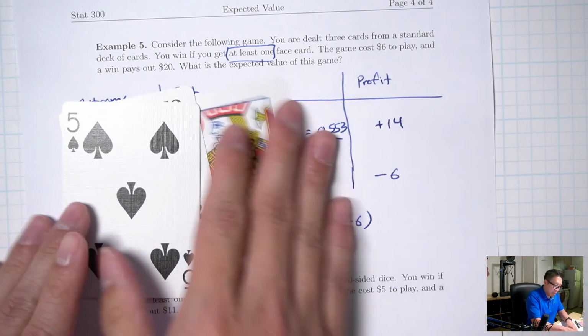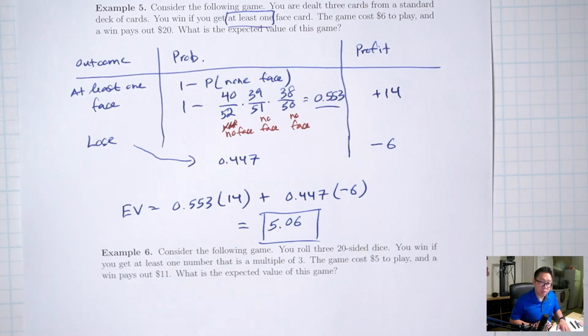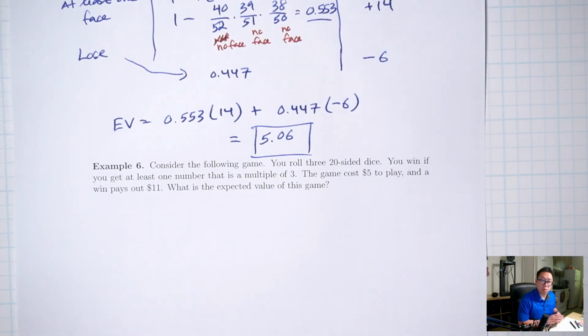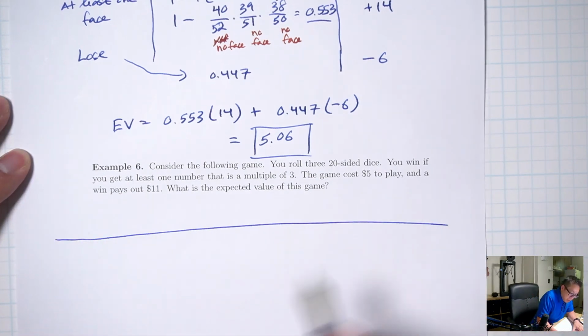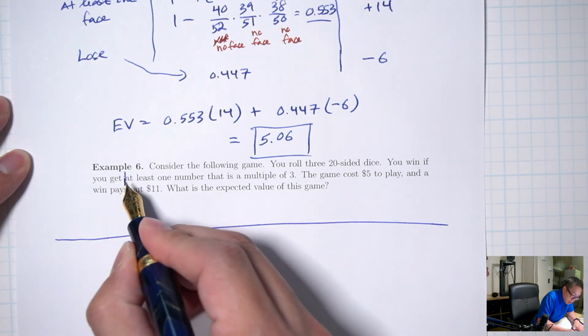All right, example 6. Consider the following game. You roll 3 20-sided dice. You win if you get at least one multiple of 3. The game costs $5 to play, and a win pays out $11. Okay, so this is another at least one.